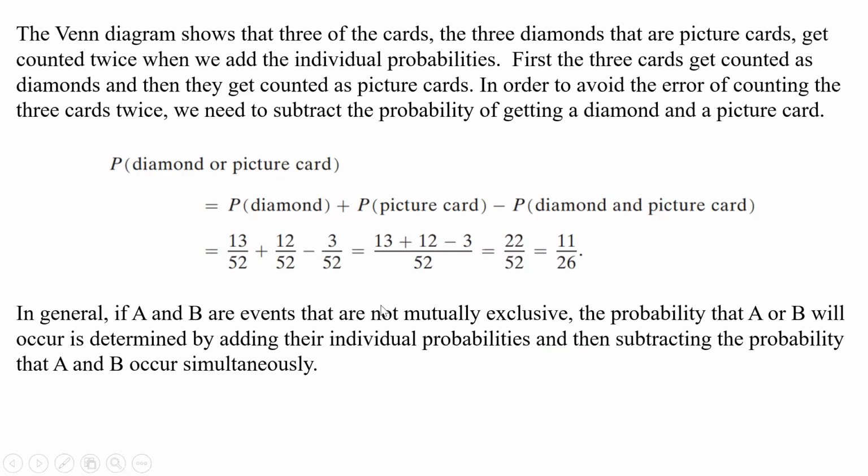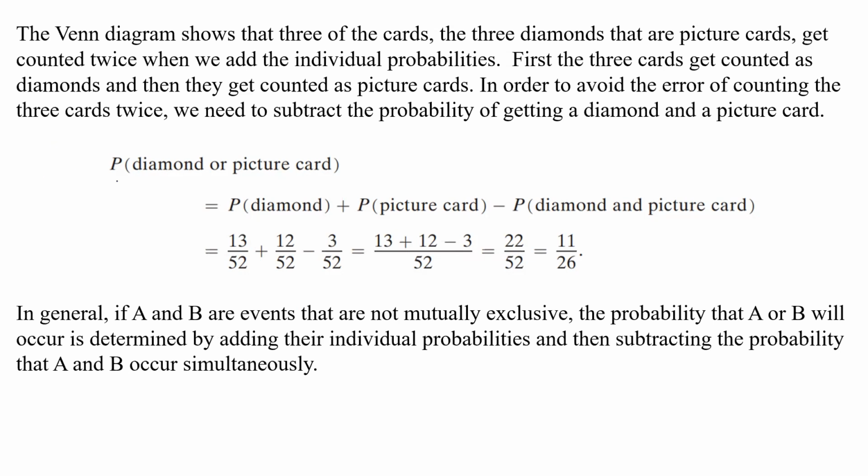So the Venn diagram showed that three of the cards, the three diamonds that are picture cards, are counted twice when we add the individual probabilities, like I said before. The first three cards get counted as diamonds, and then they get counted as picture cards. So in order to avoid that error of counting them twice, we need to subtract off the probability of getting the diamond and the picture card together.